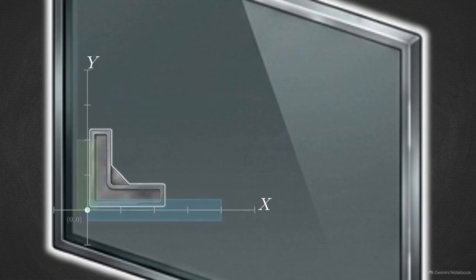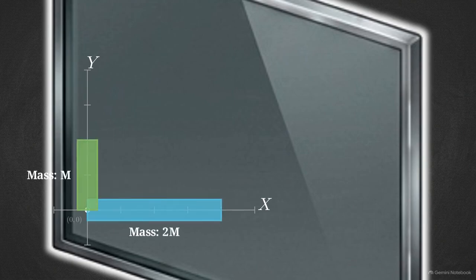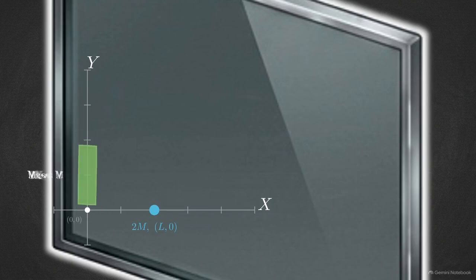It is composed of 2 distinct continuous segments, a horizontal rod with a mass of 2m and a vertical rod with a mass of just m. We treat the horizontal rod as a single point mass, resting squarely at its own center, coordinate L, 0. Then we collapse the vertical rod into a single point mass at 0, L over 2.